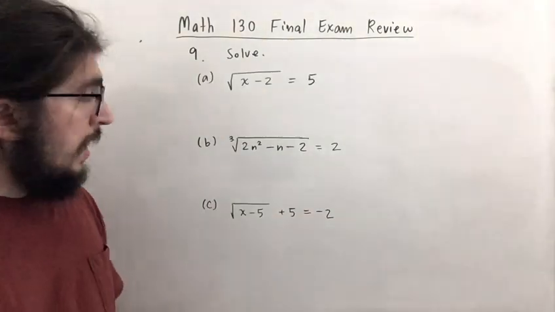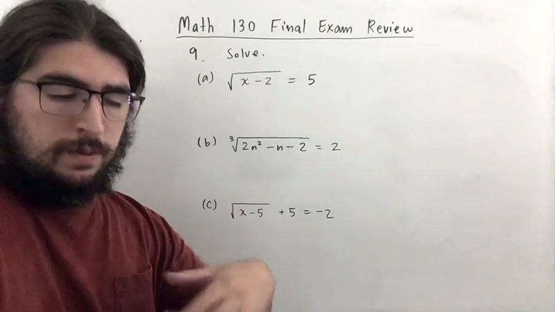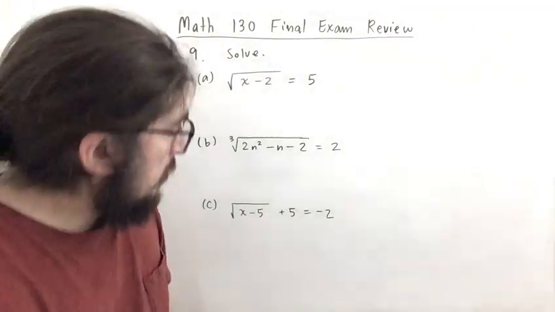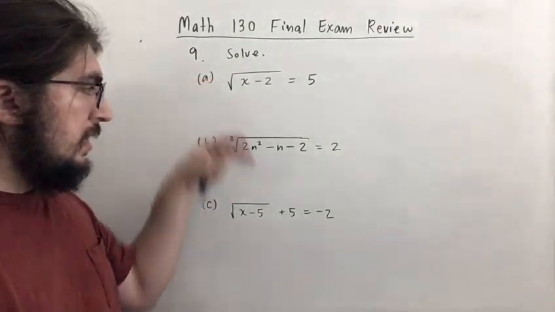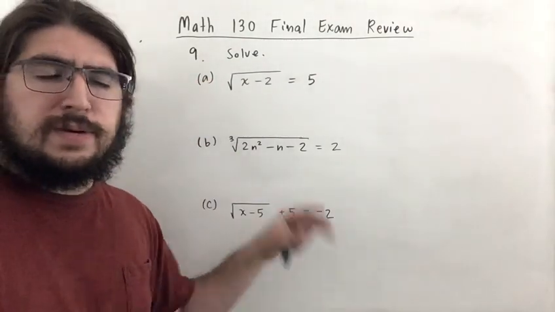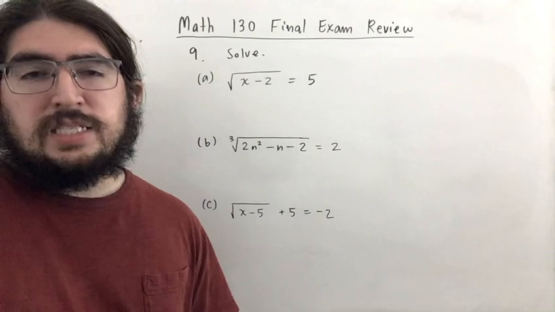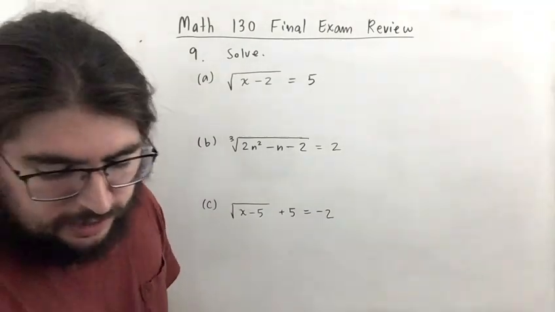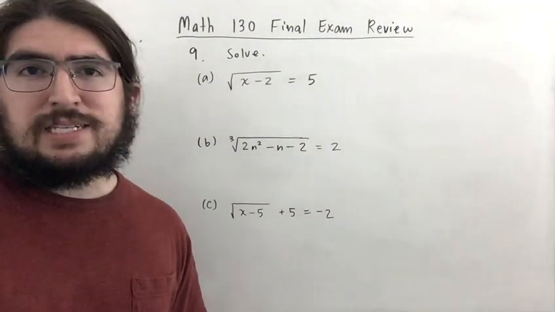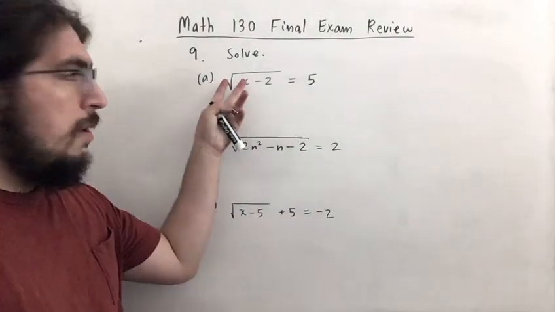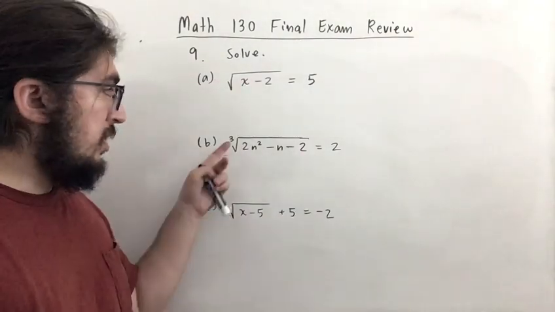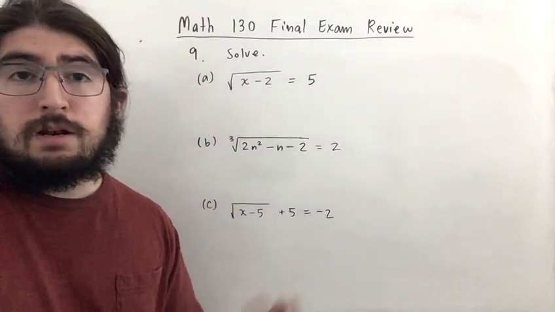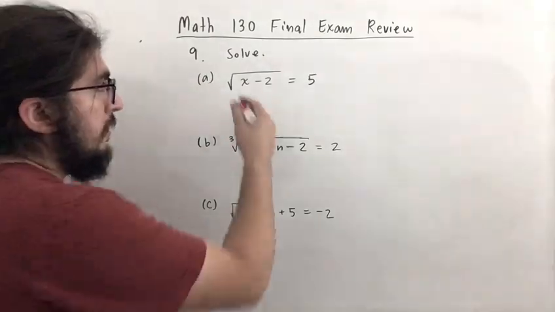Okay, so now for number 9 here, we have these 3 radical problems. So to solve these, what we want to do is first isolate the radical if it's not isolated already. With these it is, but with this one it's not. We have to subtract 5 first. And then once we've isolated the radical, all we really have to do is take both sides to the power of the index of the radical. So if it's a square root, then you take both sides to the second power. That undoes the radical. If it's a cube root, you take both sides to the third power. That'll undo the radical. So here, it's already isolated.